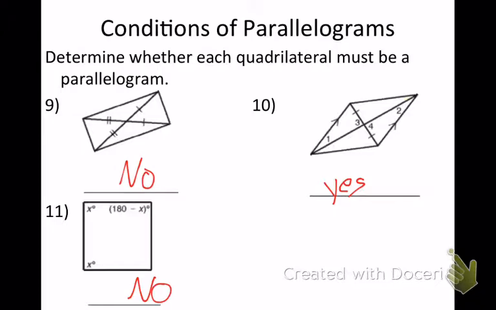No. Let's pick x is 10. If x is 10, so let's say this angle's 10 and this angle's 10, are my angles supplementary now? No. Don't you remember consecutive angles have to be supplementary? There's one x value in this problem that would make it a parallelogram: if x was 90, this would be a parallelogram. But because we don't know what x is, it's not necessarily a parallelogram. So recognize that.